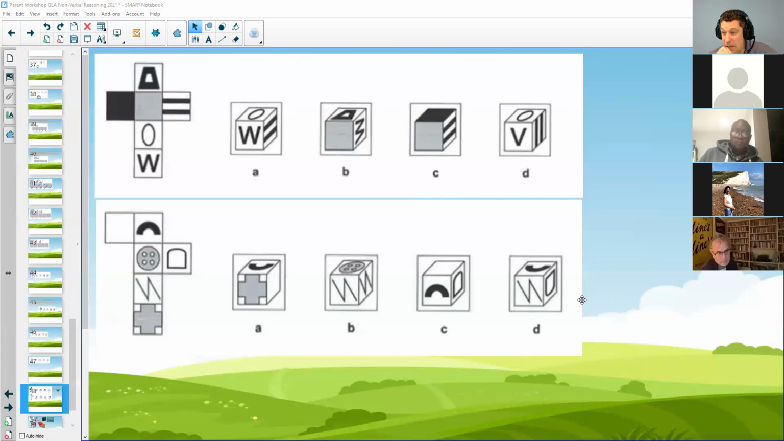So look at the opposite faces, which ones would not touch each other, and then see if you can establish which one it will make.